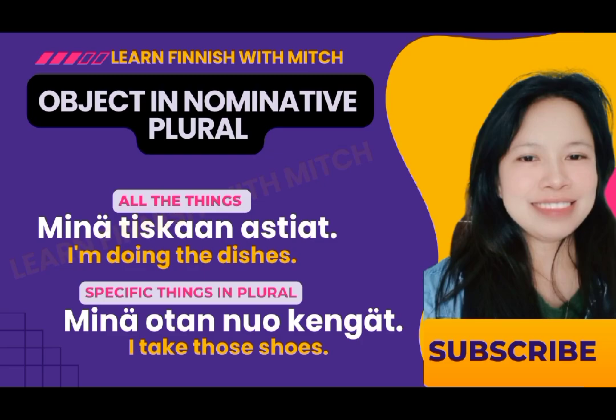Next, object in nominative plural. All the things. Examples, Minä tiskaan astiat. It means that I'm doing the dishes. Tiskaan comes from the word tiskata. Next, we have specific things in plural. Minä otan nuo kengät. It means that I take those shoes. Otan comes from the word ottaa. It means to take. Nuo is a plural of tuo.